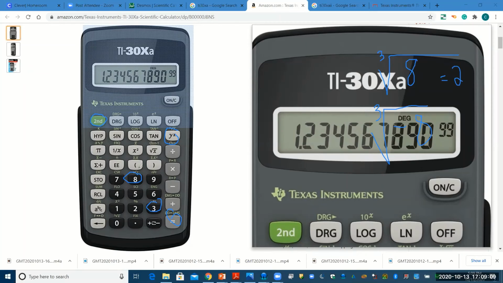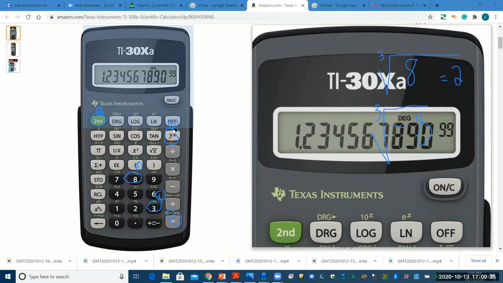So first the number, then we press the second button. Third, we press this button, and then the final button was this one. So number first, then we tell it that we want to take the cube root by pressing second, this button, and then pressing 3, the equal sign.